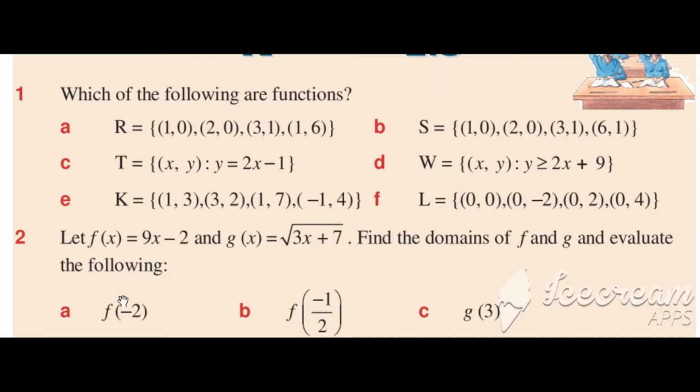When we find the value of f of minus 2, we have to substitute minus 2 at the place of x. Then we can find the value of f of x. When we substitute minus 2 at the place of x, 9 times negative 2 is equal to negative 18, minus 2, which is equal to negative 20.